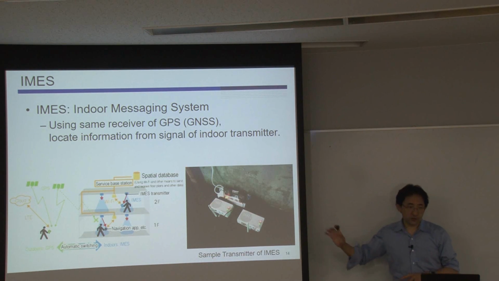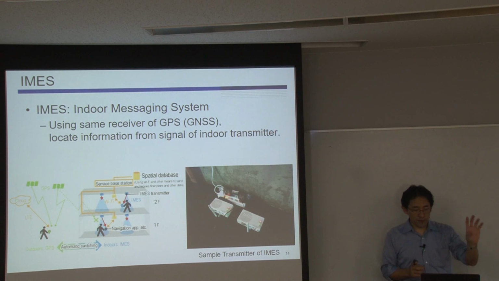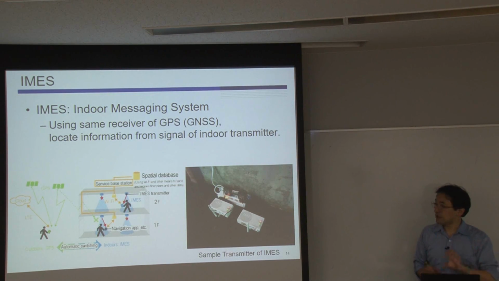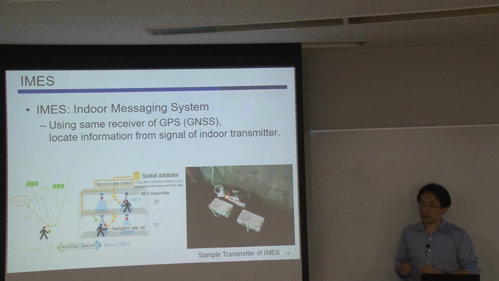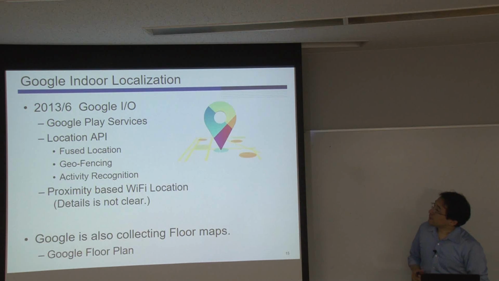So IMES is also a proximity method. It just knows that it's close to some IMES transmitter. And you have to know where the IMES transmitter is located. So you need some database of the IMES emitter locations. Okay. And there are other things.